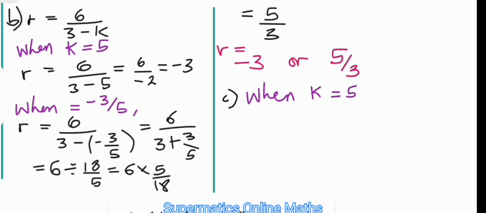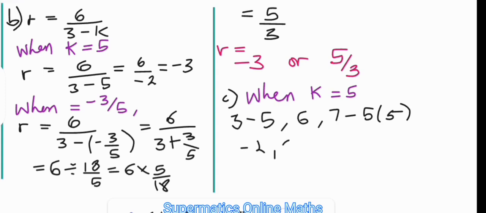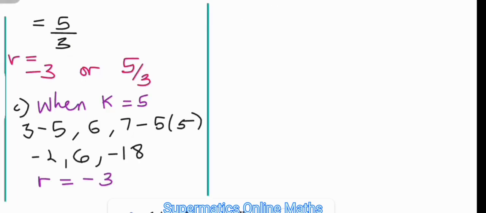Now when k is 5, the first term, 3 minus k, is going to be 3 minus 5, comma, the second term, which is 6, and the third term, which is 7 minus 5 times 5. Making the list to be negative 2, 6, and 7 minus 25, which is negative 18, where the common ratio is negative 3.